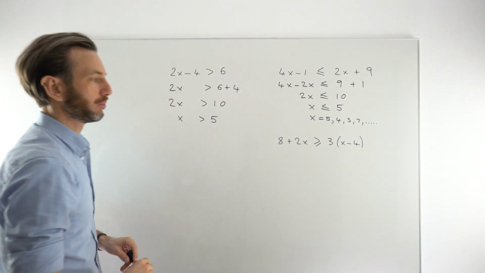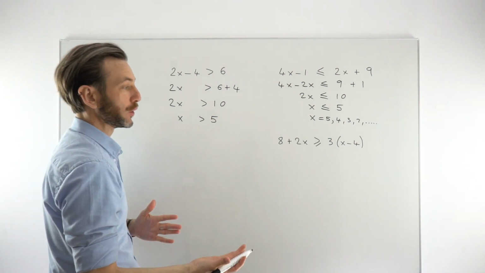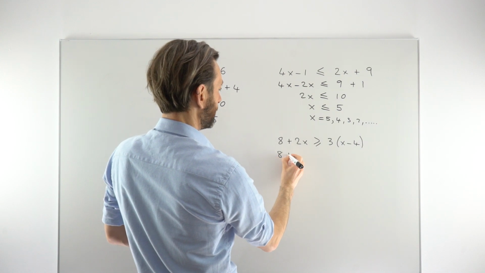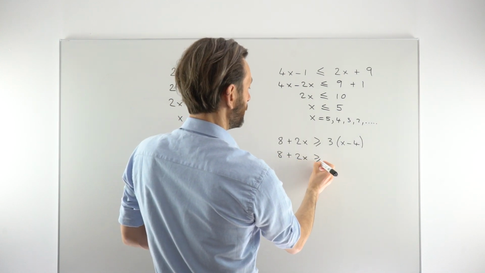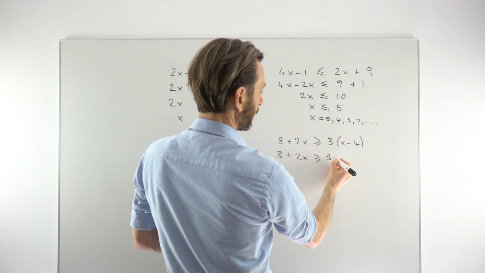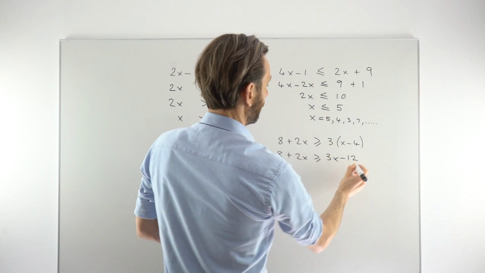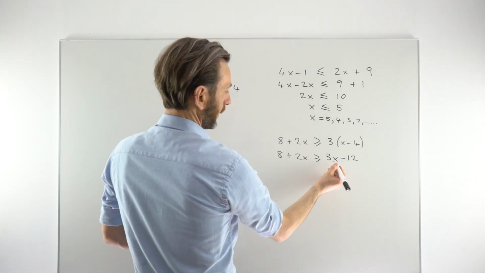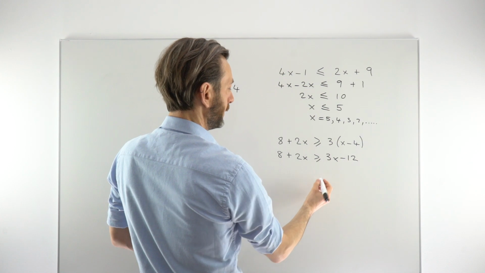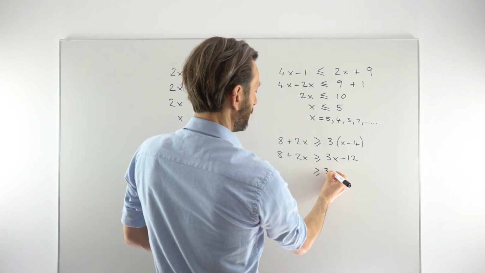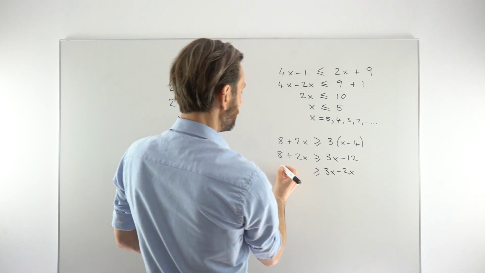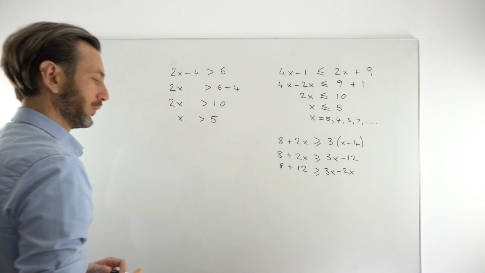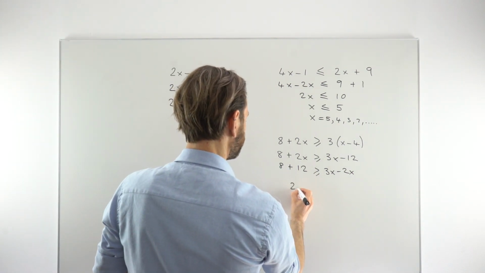Let's have a look at this one. It's got a bracket in it. It doesn't really matter though. Like equations with brackets, we just start by removing the bracket and then just taking the normal process from there. So 3 multiplies into the bracket, so we're going to get 3x, and then 3 times -4 to give us -12. This time I'm going to take the x's to that side to keep the x term positive. So we're going to have 3x minus 2x over here, and we're going to have 8 plus 12 over here. So 8 plus 12 is 20.